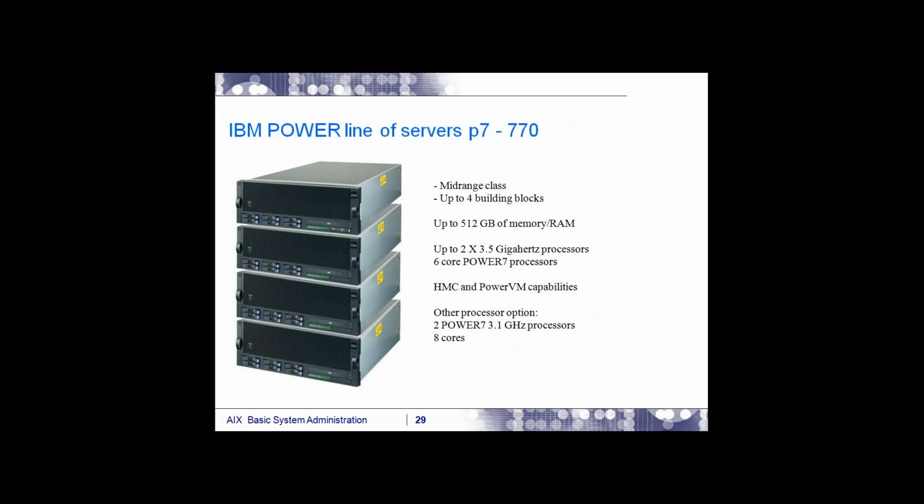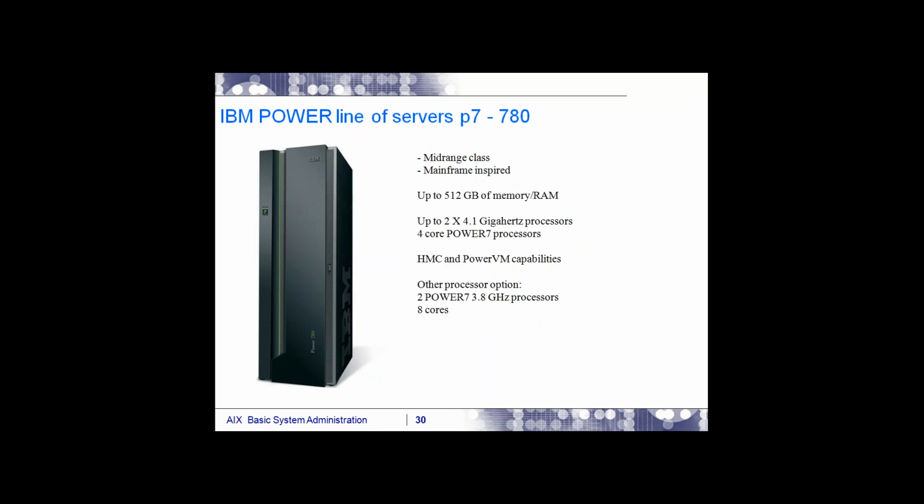If you don't need these four building blocks, you can buy two, and later on you can keep on adding. And this is a mid-range server with 512 GB of RAM and up to two 4.1 gigahertz processors, for a four-core processor.